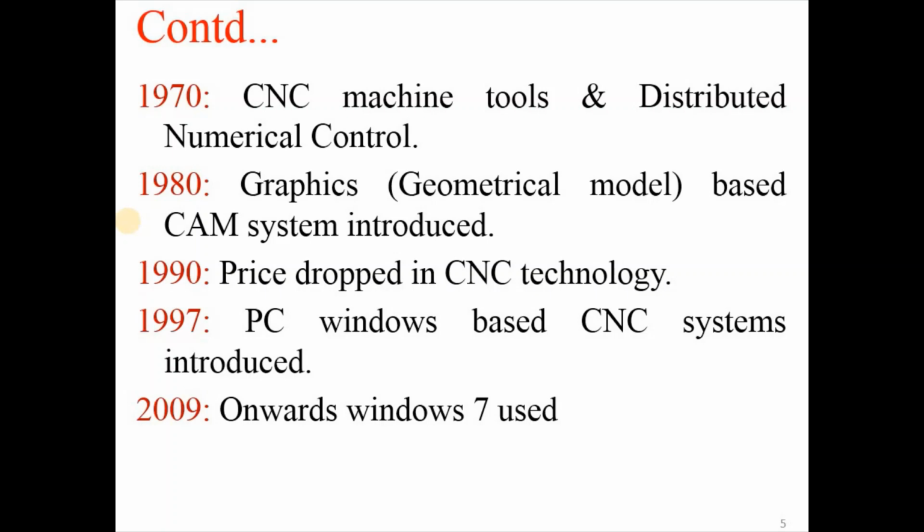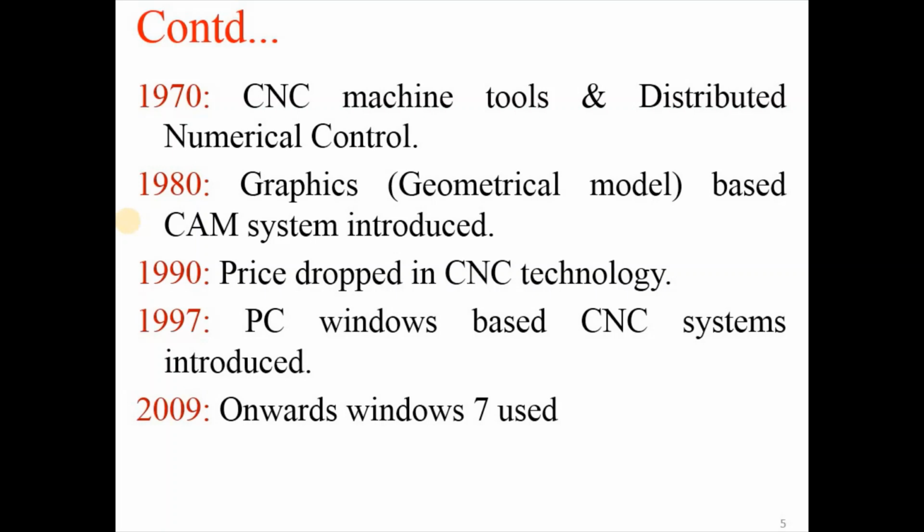After that, in 1970, CNC machine tools and distributed numerical control machines were invented. In 1980 graphical geometrical model based CAM systems were introduced. Means whatever manufacturing system is there, software is there for developing 3D models, creating the wireframe database, the solid model database, the surface model database. For that purpose, in 1980 the CAM system was introduced in our era.